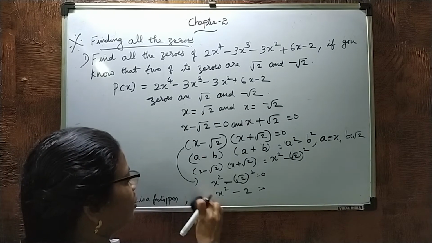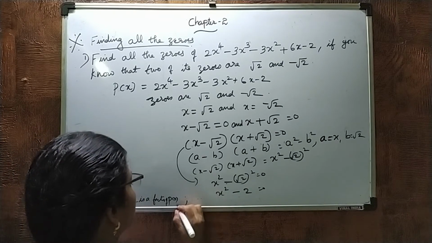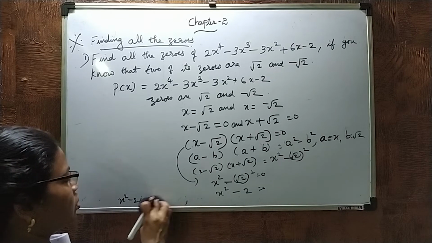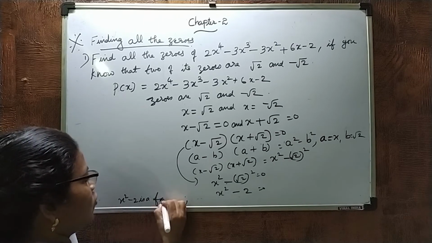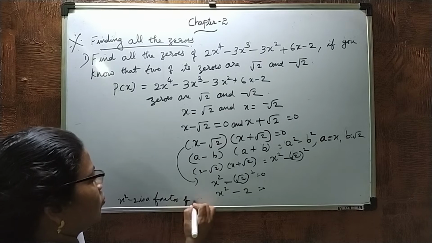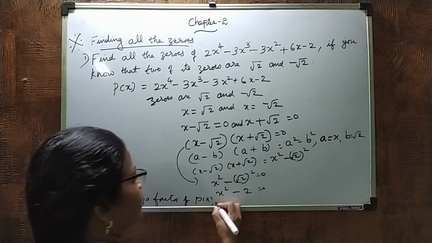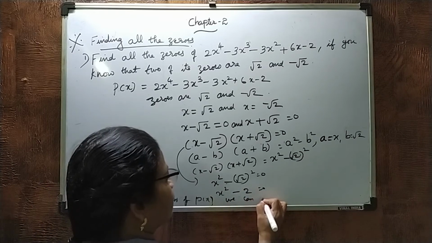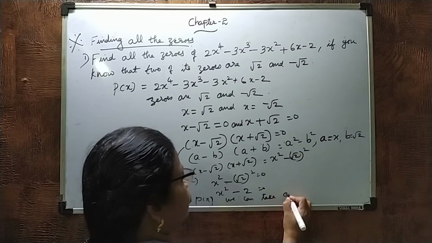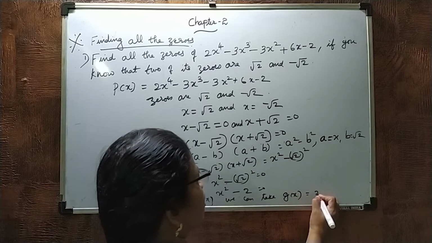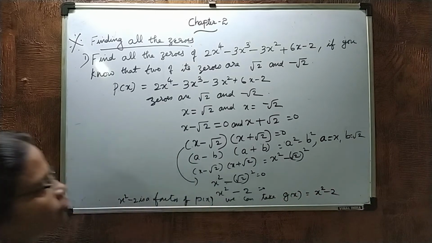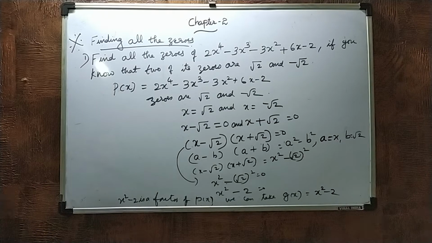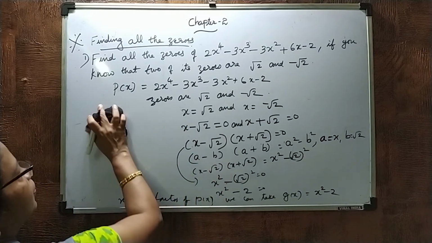So x square minus 2 is a factor of p of x. We can take g of x is equal to x square minus 2. Now what is the next thing then? What can you do? You have to divide. So we will divide it now.